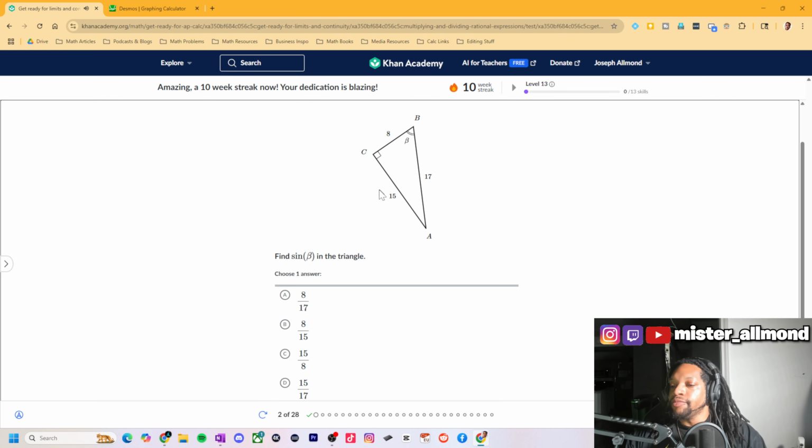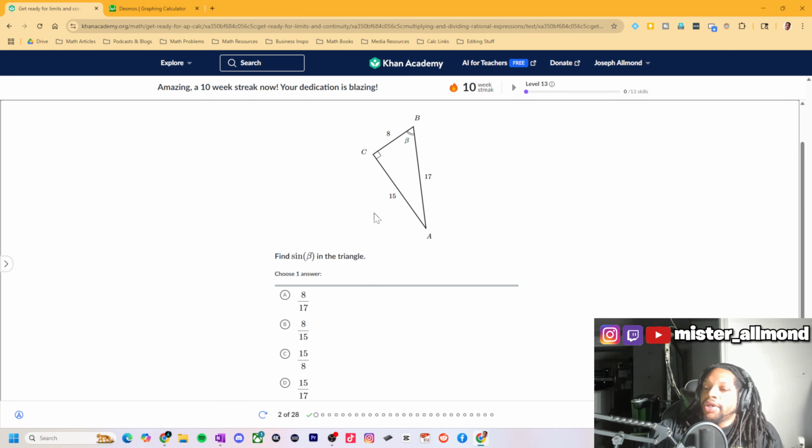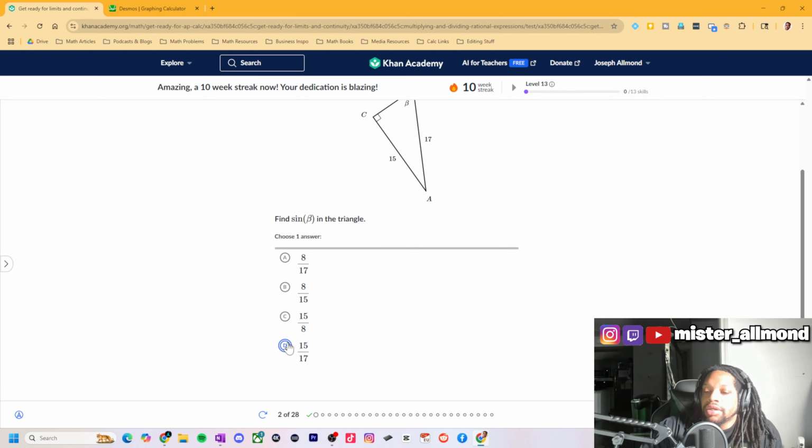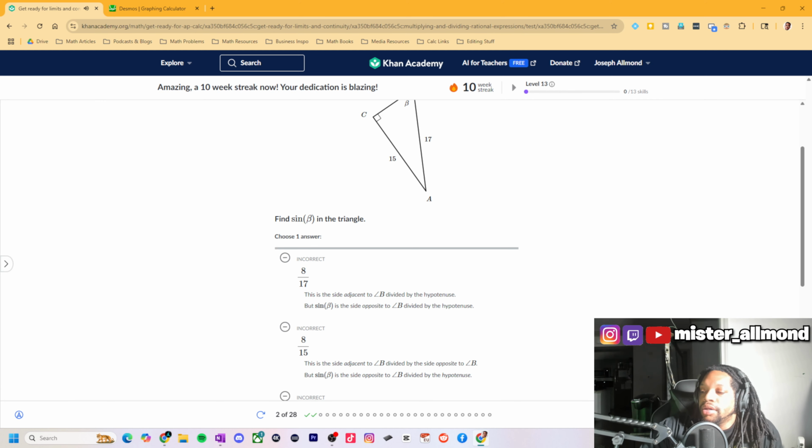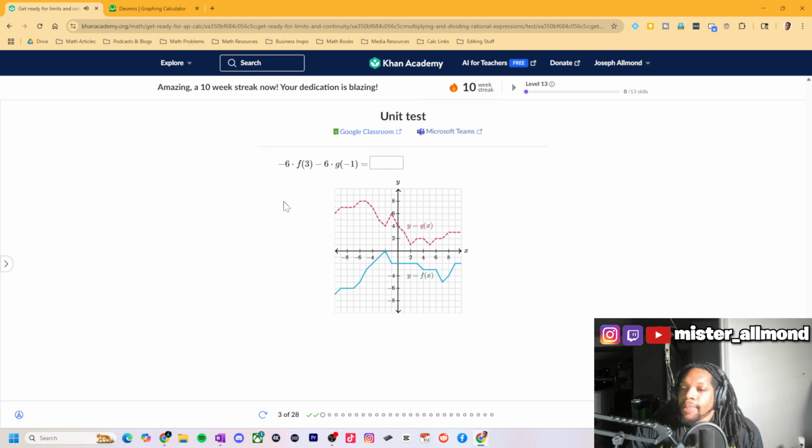Not that bad. All right, hopefully we can go 28 for 28. This one should be super easy. Find sine of beta. Okay, sine is what? Opposite over hypotenuse if we use SOHCAHTOA. So if beta is our reference angle, opposite is 15, hypotenuse is 17. I'll go D. Not that bad.